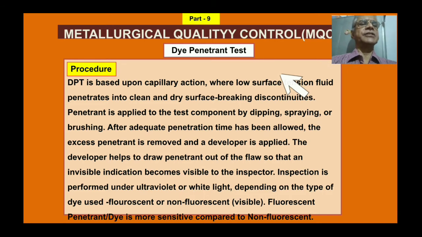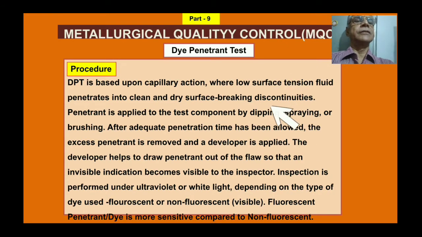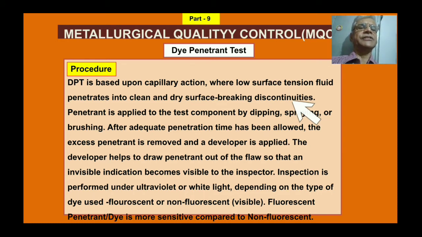Now, what is the procedure in this? DPT is based on, again the same thing, capillary action, where low surface tension fluid penetrates into the clean and dry surface-breaking discontinuities. Means again the same thing: you are putting this low surface tension fluid like red dye on the surface, and that goes into the surface-breaking discontinuities.